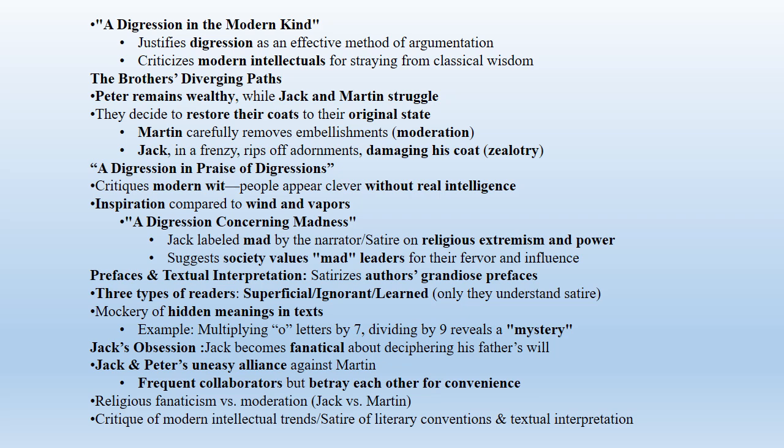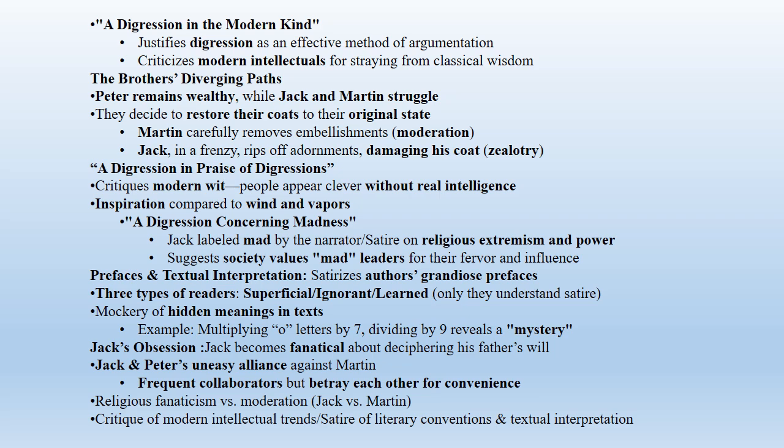Section 11 introduces a seemingly unrelated truism about the bond between a traveler and his horse before returning to Jack. He grows increasingly obsessed with deciphering his father's will, believing its meaning to be deeper than he originally thought. His fanaticism leads him to justify all his actions through convoluted readings of the will.